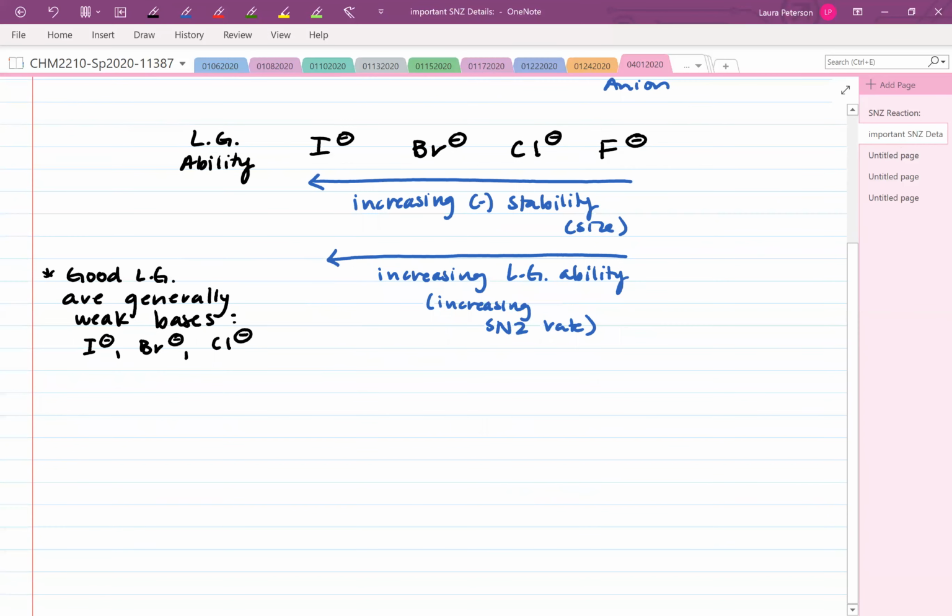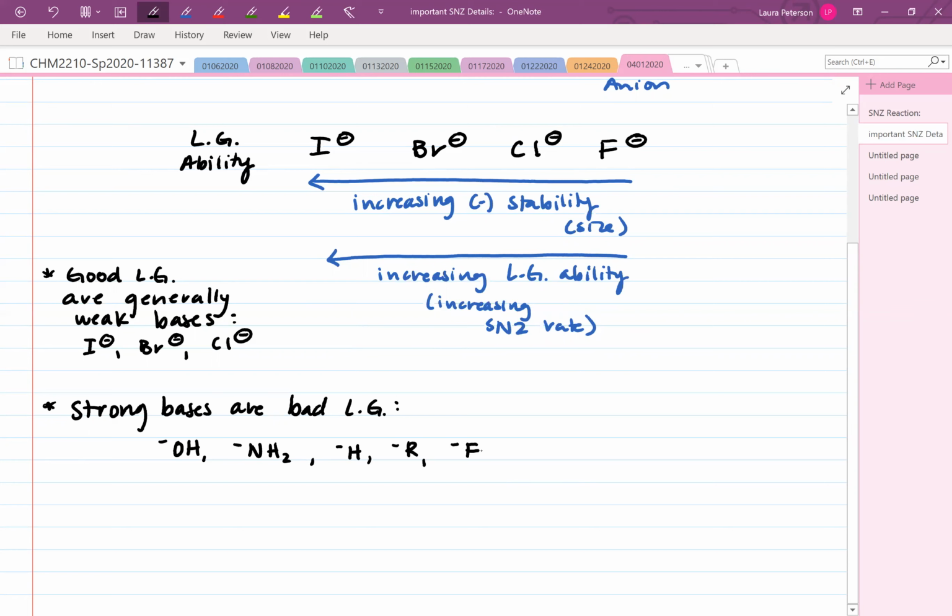Okay, and then the last thing I want to make a note about is, well, if these are good leaving groups, what are examples of bad leaving groups? Okay, so strong bases are bad leaving groups, meaning we couldn't do a substitution or elimination reaction when we have a bad leaving group. So some examples of that would be hydroxide or amide, NH2 minus, or hydride, like I can't displace a hydride. Carbon anions would be bad, and even fluoride anions would be bad. Okay, so these are things that you wouldn't do an SN2 reaction on. Like, I couldn't have a nucleophile displace hydroxide and have hydroxide be the leaving group.